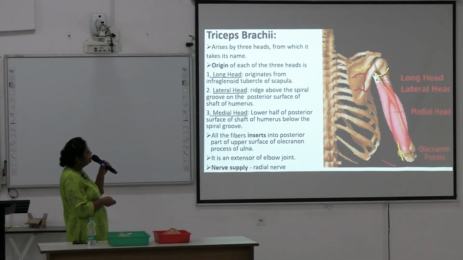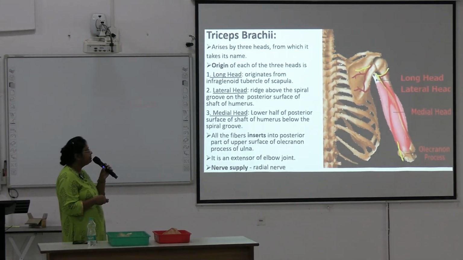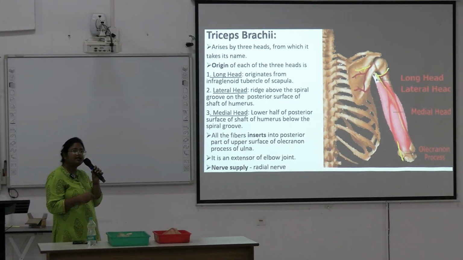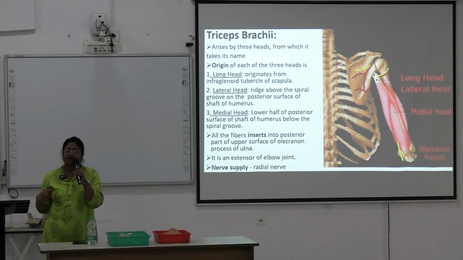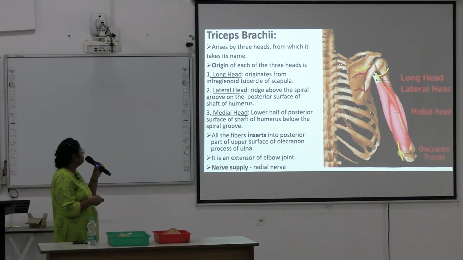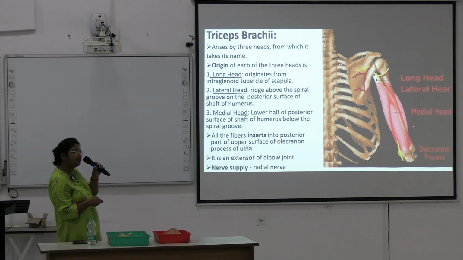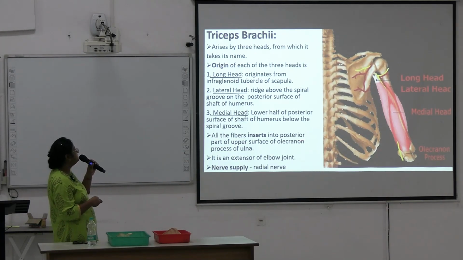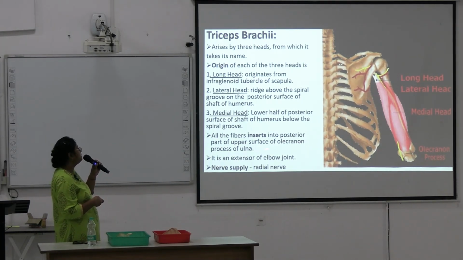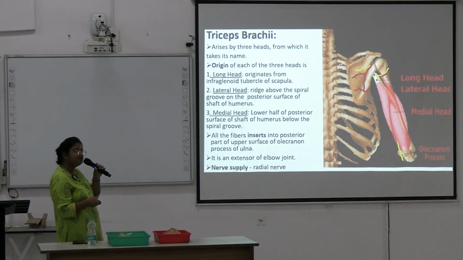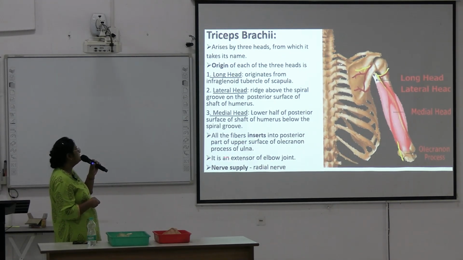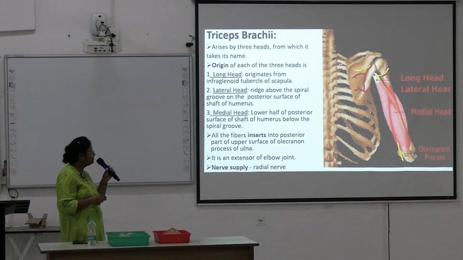All the 3 heads fuse to form the muscle belly, with insertion over the posterior aspect of the upper surface of the olecranon process of the ulna. So the medial head is from the lower half of the posterior surface of the shaft of the humerus below the spiral groove, and all the fibers insert into the posterior part of the upper surface of the olecranon process of the ulna. It is an extensor of the elbow joint. Nerve supply is the radial nerve, a branch from the brachial plexus.